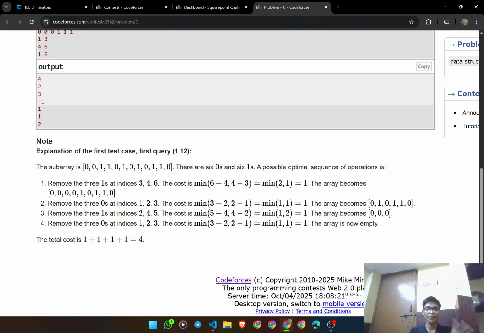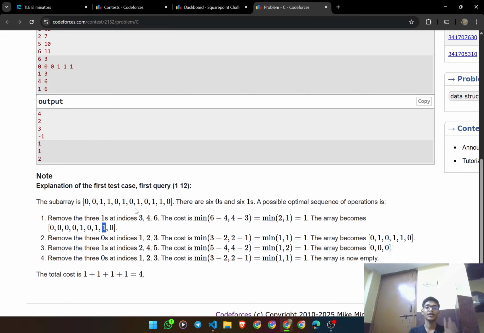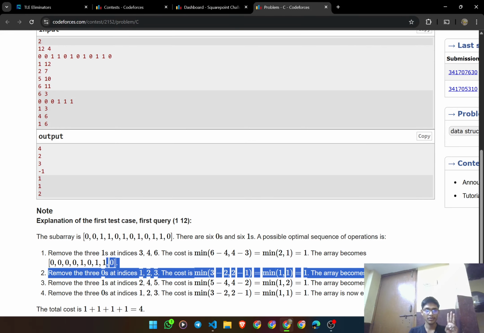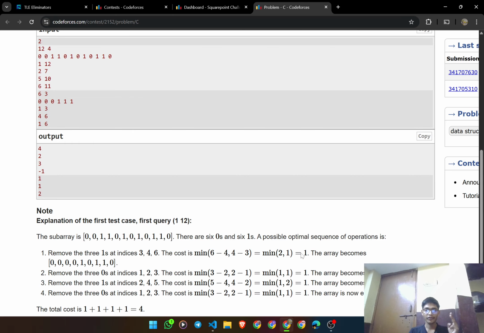So the type of cost you will need: 0 0 0 is one sequence, here it is 0 0 0 is the second sequence, and 1 1 1 is the third sequence. So we have got 3 sequences, okay. So the cost for this sequence will be 3, but the first time we removed this sequence.